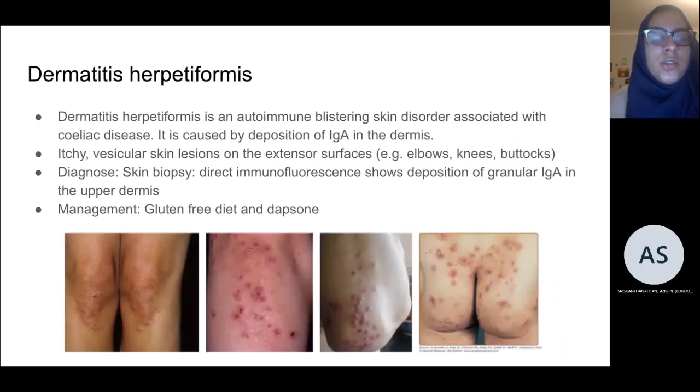So as I mentioned, it's an autoimmune skin condition associated with celiac disease. You get these itchy vesicular skin lesions. Your diagnosis is through a skin biopsy, or you can essentially diagnose it the way you would do celiac disease, looking at immunoglobulins as well. And the management is gluten-free diet and dapsone. Those are the first steps in management.